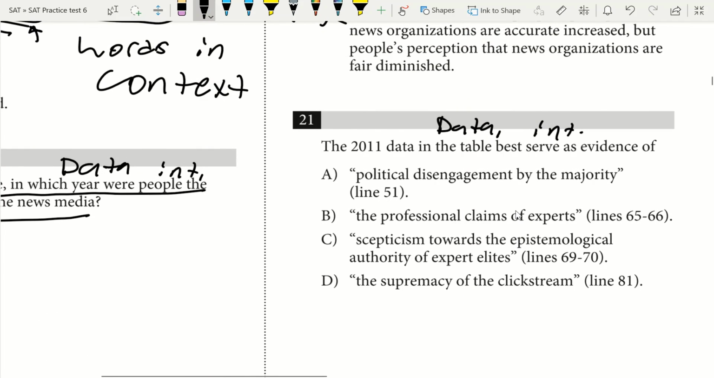Best serves as evidence of what? A, political disengagement by the majority? No. B, the professional claims of experts? No. C, the skepticism towards the authority of expert elites? Yes, there's much, much more skepticism towards these elites who are journalists and who are publishing this information. So the answer for 21 is going to have to be C. They're very, very skeptical towards those elites making those claims is what that's showing. So greater distrust in the media.